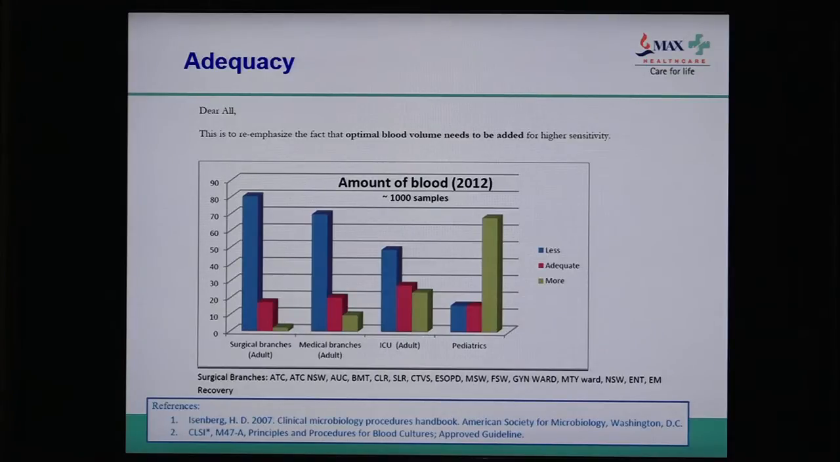sometimes it's much more than an incubator. That itself, because the temperatures in general are around 4 degrees, 5 degrees.